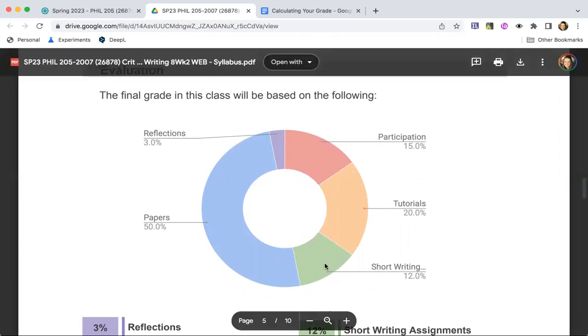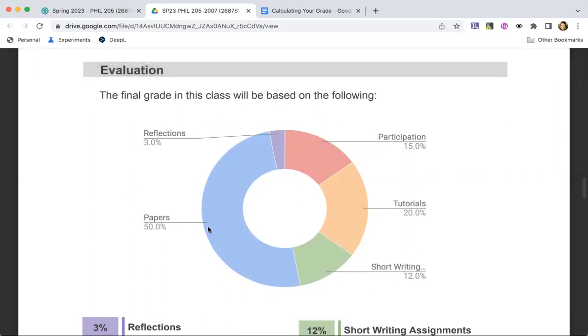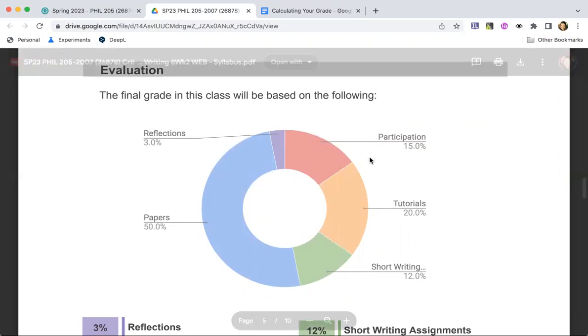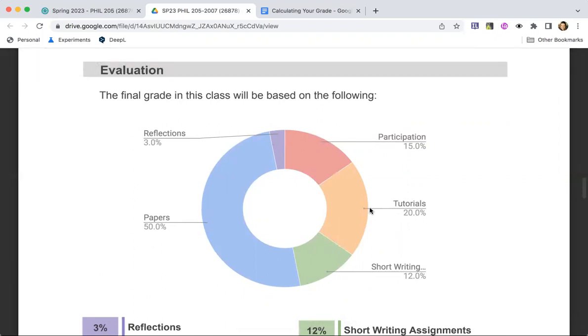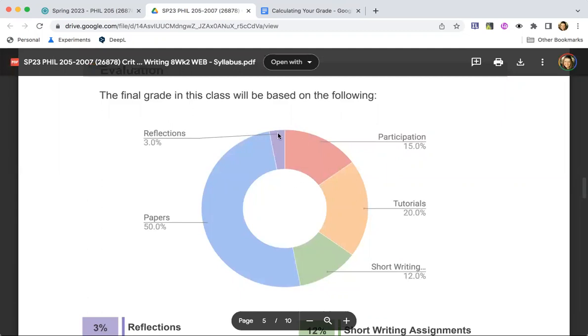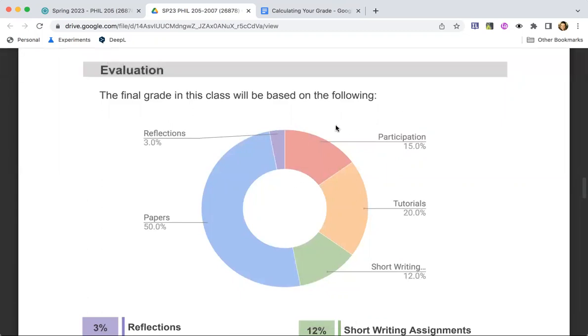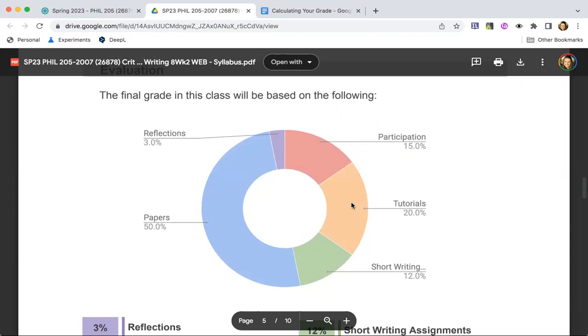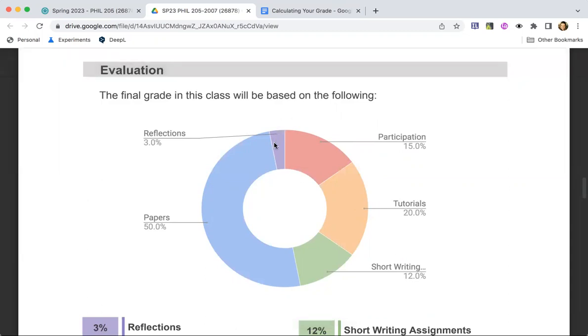You're going to complete short writing assignments that are really part of the process of writing papers. You're going to complete tutorials, such as the ones already mentioned on argument mapping, but also some writing tutorials. And you are going to participate in the course by discussing the course texts, discussing topics from course text more generally, and workshopping your own work. And you'll write a couple of short reflections on your work.